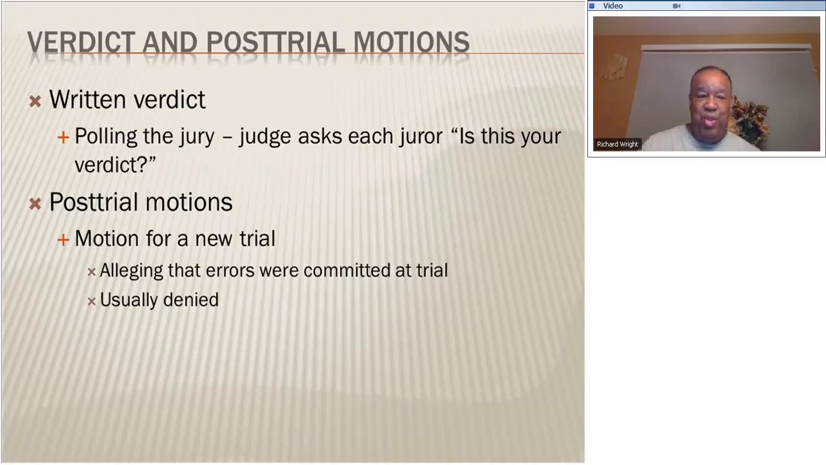Then, assuming the person is found guilty, there are post-trial motions, a motion for a new trial. That's usually just a standard motion to perfect for appeal, alleging that errors were committed at trial, usually denied. And then from that point on, you have usually in our jurisdiction 30 days in which to file a notice of appeal, which is generally done right away to perfect your appeal rights. And then it goes to the appellate process. Remember, that again only applies to a person found guilty. And that's it for tonight.